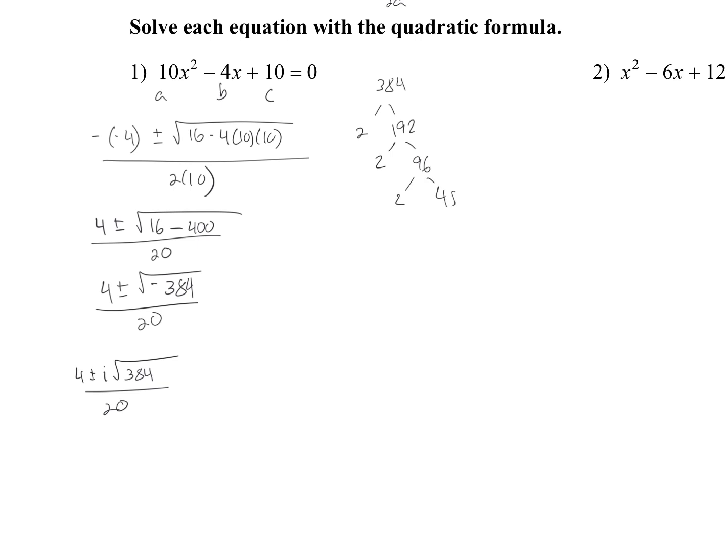2 and 48. 2 and 24. 2 and 12. 2 and 6. And 2 and 3. So I have 1, 2, 3 pairs. So it's going to be 2 times 2 times 2. It's going to be 8.